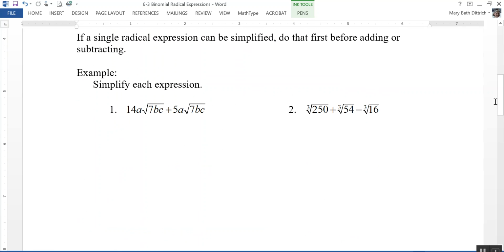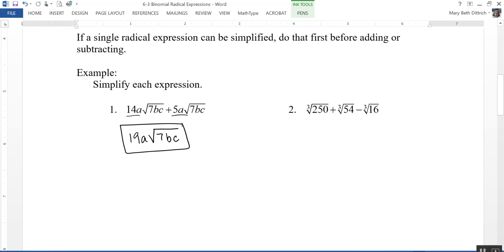Number 1 is 14a times the square root of 7bc plus 5a times the square root of 7bc. Notice the indexes are the same, they're both square roots. My radicand's the same, 7bc for both of those, so I just combine what's out front here. 14a plus 5a is 19a times the square root of 7bc, and that's my final answer.